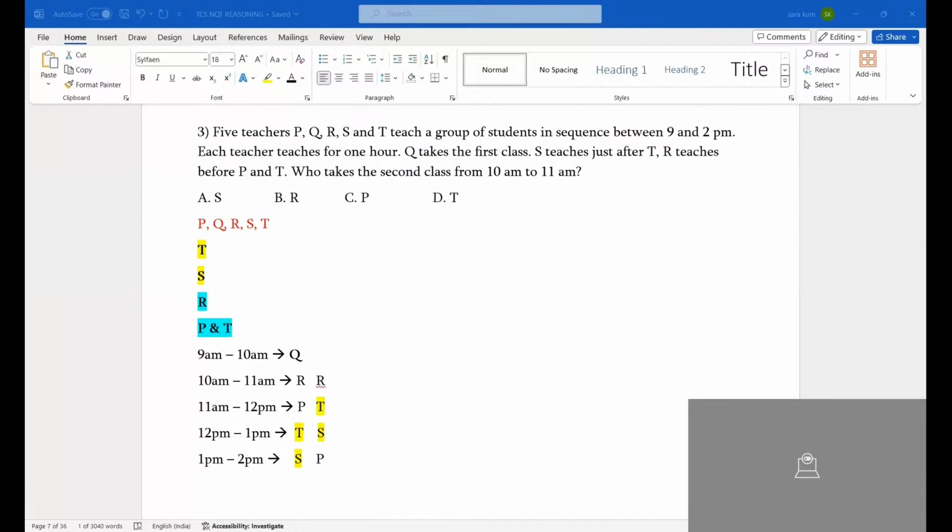Before we move on to the next question, I just wanted to tell you this. See these clues, guys. For example, this clue here, Q takes the first class, right? You can directly use it here. When you can directly use a clue, please use it. But when they say S teaches just after T, now you cannot use it directly because there are many possibilities. TS can be here, TS can be here, even TS can be here. Because there are many possibilities, keep it separate.